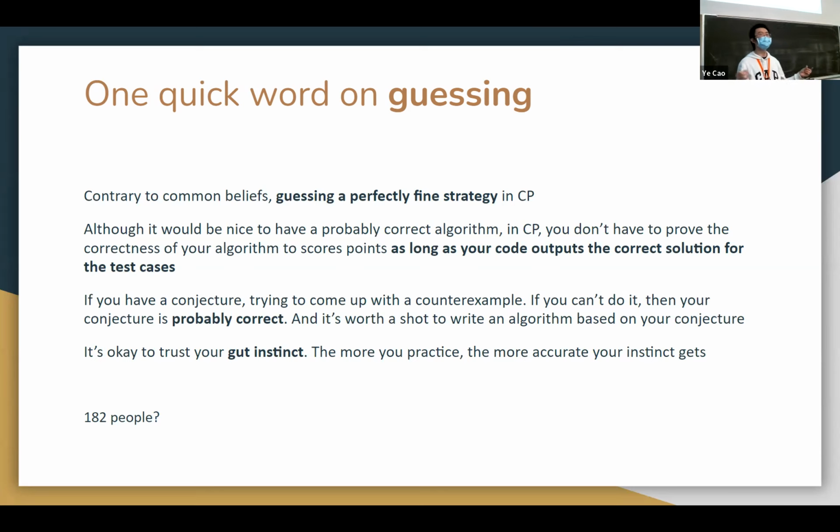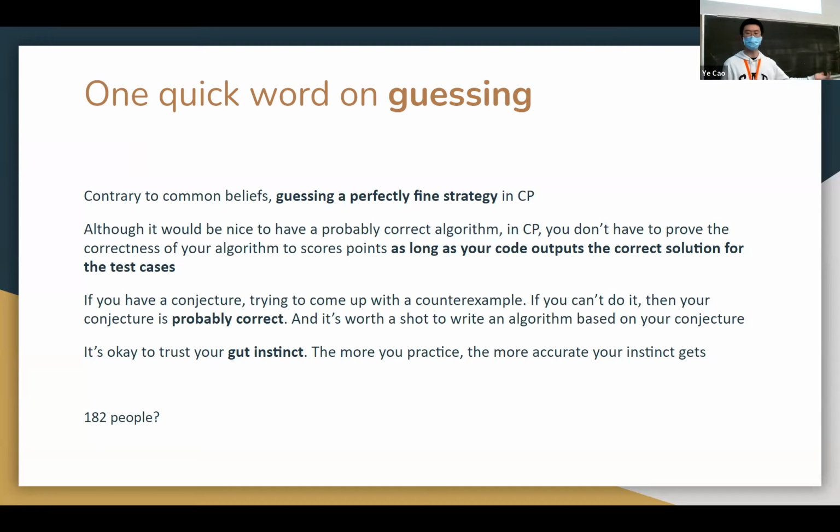My advice for you is go for it. Assume your hypothesis is true. Although it would be nice to have a provably correct algorithm, in competitive programming, you don't have to prove the correctness of your algorithm. Well, in a math competition, you do, right? Because a math competition is all about proofs. And in CS courses, most of the time, you'll be asked to prove the correctness of your algorithm. But in competitive programming, that's not the case.